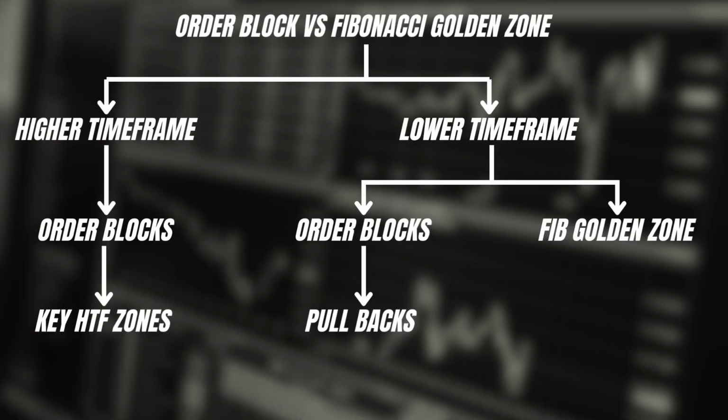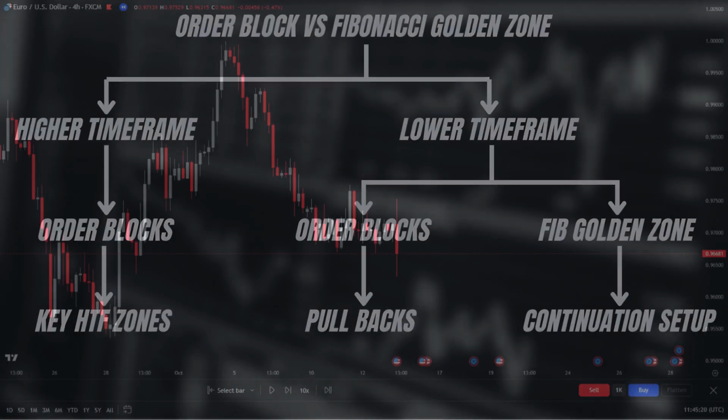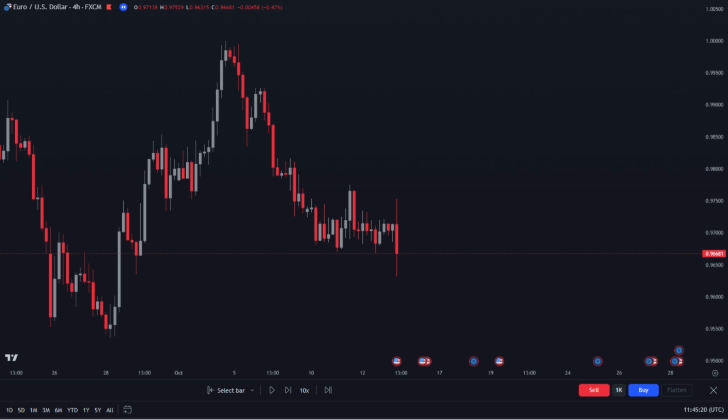Now that we know when to use the order block, let's shift our focus to the Fibonacci Golden Zone. So, when is the appropriate time to use this tool? The Fibonacci Golden Zone is much more effective when trading continuation setups. Let's look at a price chart example for a clearer explanation.